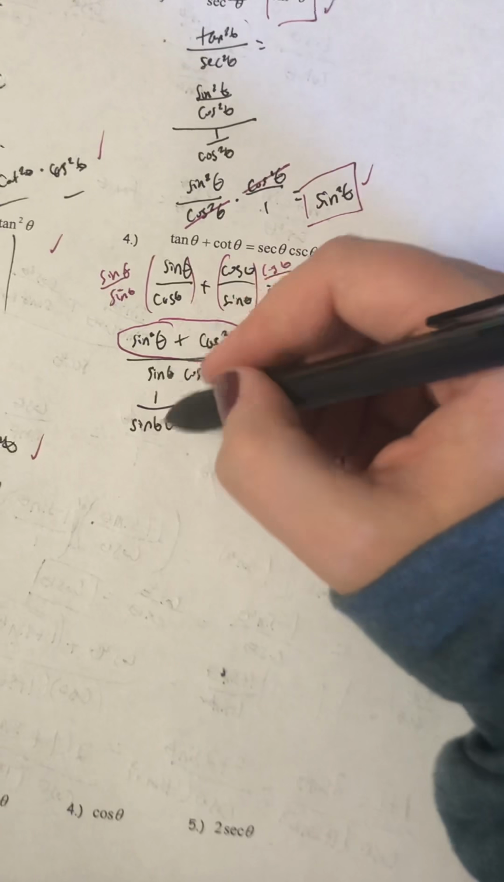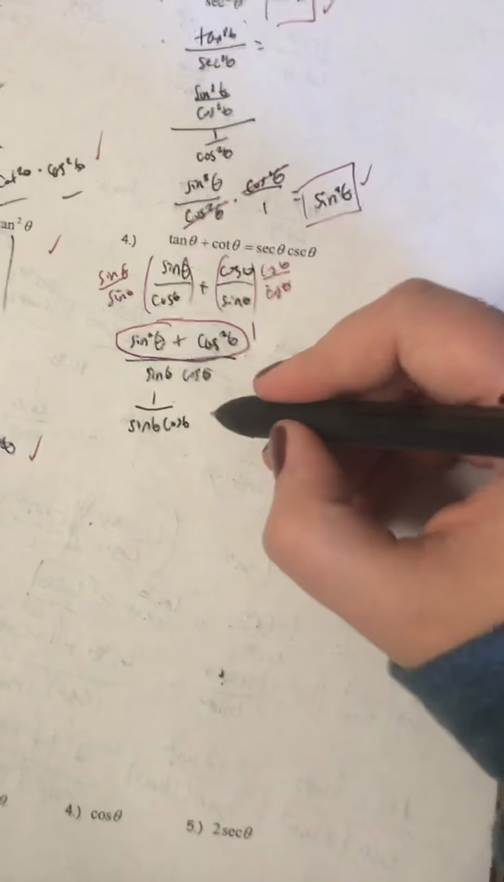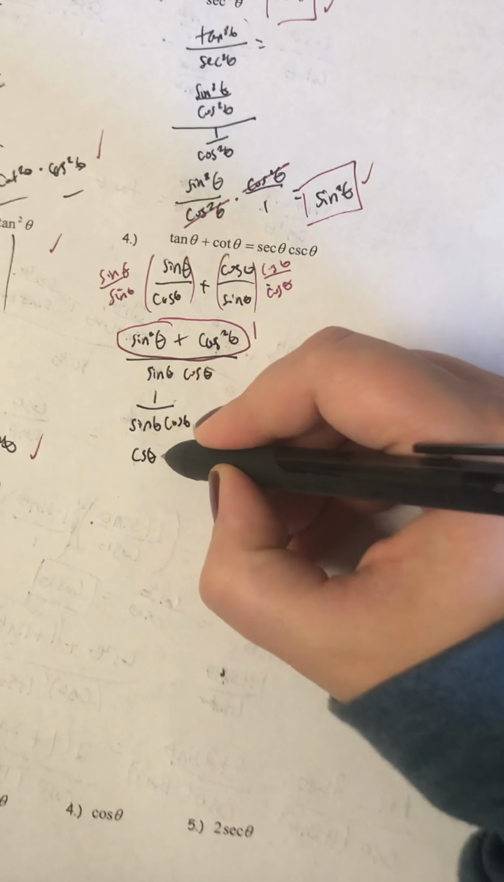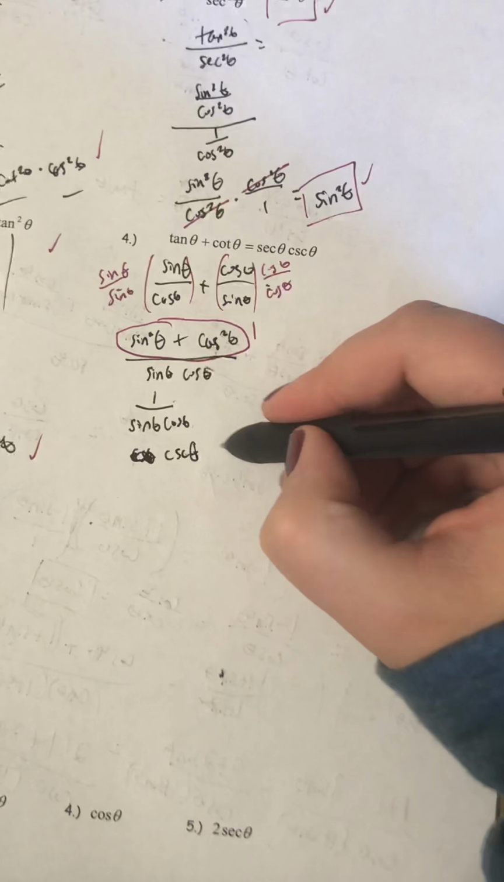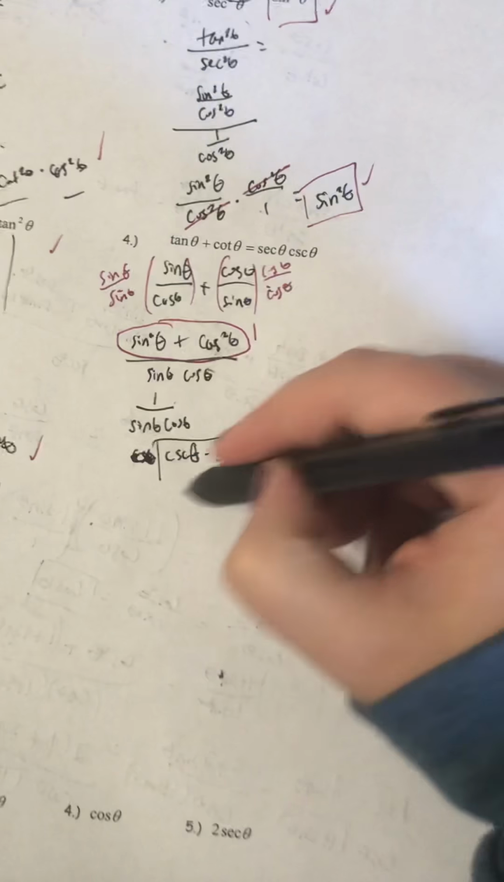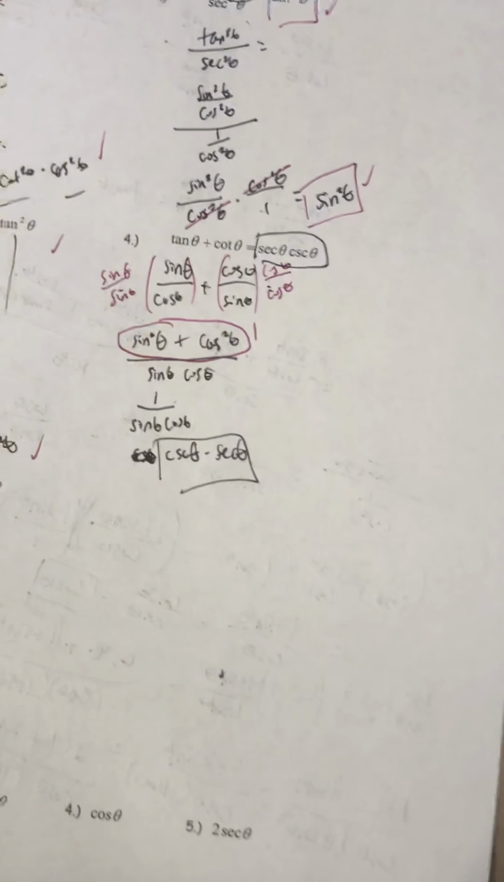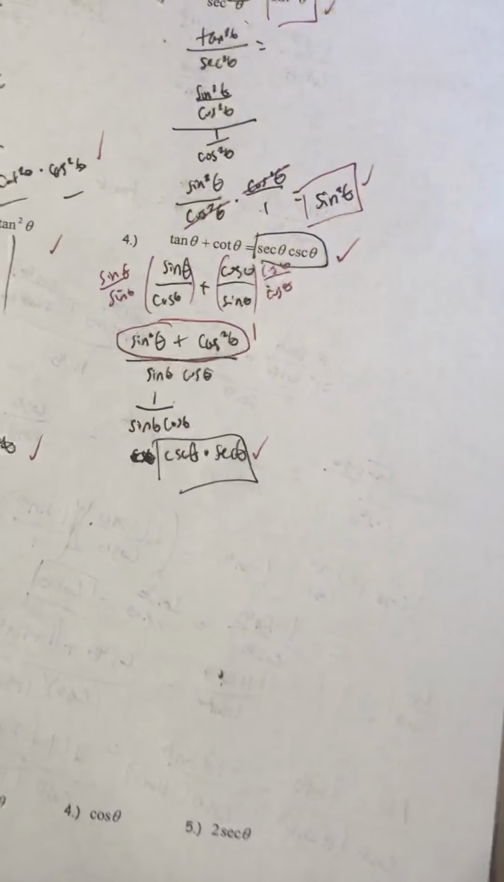So remember that each of these are just things that can be flipped to the top using those reciprocal identities. So we're left with cosecant theta times secant theta. Order doesn't matter for that. Make sure that's times, does not look like a minus, and you got it.